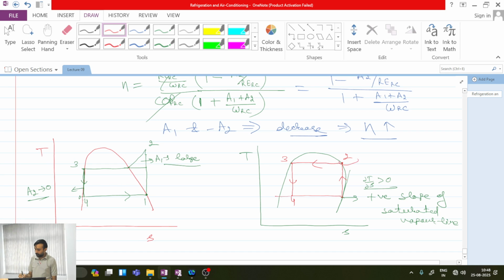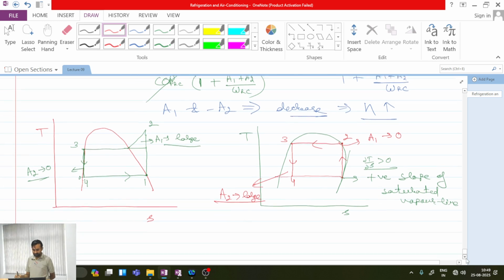Your superheating horn A1 is approaching 0, but A2 is large. Superheating horn A1 is becoming 0, but A2 is large. So this A1 will become 0 for a substance where the slope of the saturated vapor line is positive. All are clear with this point?